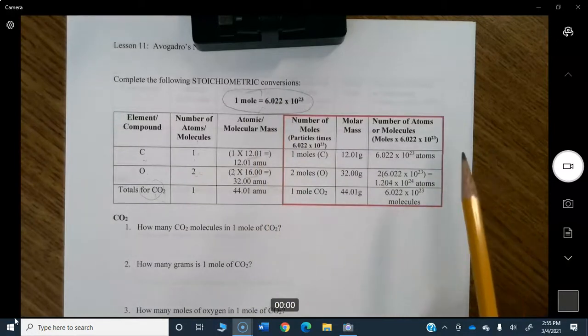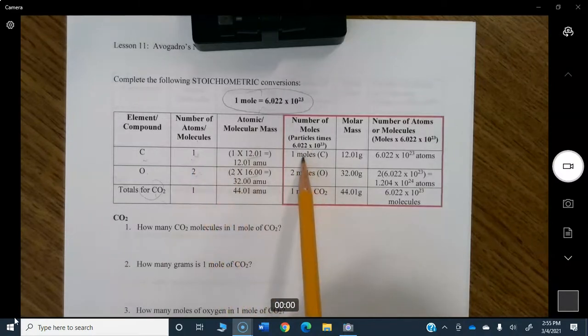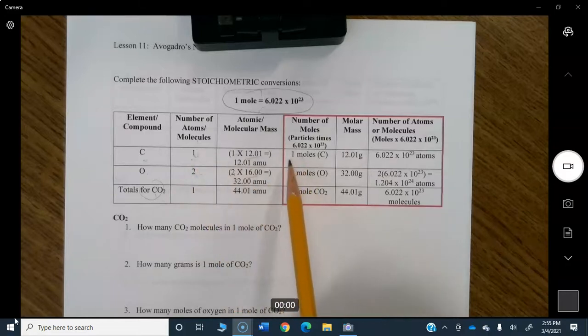Because whatever you call a mole, if you take the number of atoms and you multiply it by whatever you decided to call a mole, you're going to have 1 mole. So one carbon atom times a mole is 1 mole of carbon.